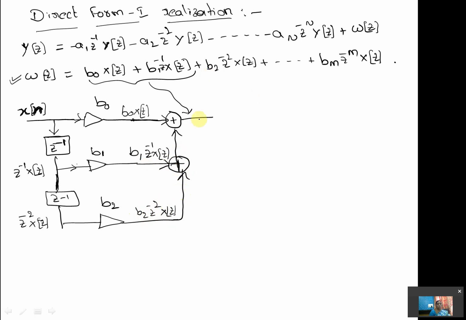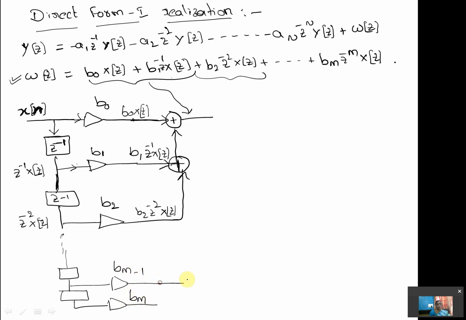Then here you can get this one. Okay, 1, 2, 3 terms. So these two are added, then you can get the resultant summation. Then the summation result is added to this b naught x of z, then you can get the summation of these three. In a similar way, here is bm minus 1, and here is the last one, bm. Now here a summer, here also a summer.